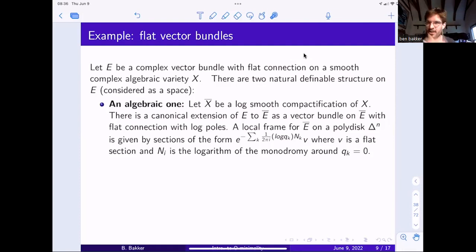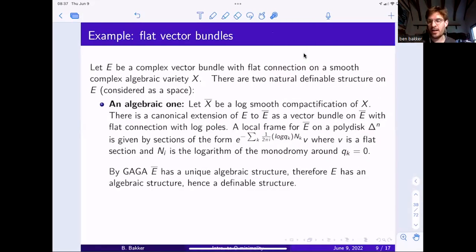And therefore, just as I was doing in the nilpotent orbit theorem, I can untwist by the monodromy. And therefore, I can make analytic sections of this bundle which have no monodromy of this form. I declare these to be the ones which extend to E bar. Then one has to show that, on overlaps between polydisks, these two frames give the same structure of an analytic bundle. So there's some content there. But that's what this extension is, and you can check yourself that the connection applied to these sections gives you log poles.